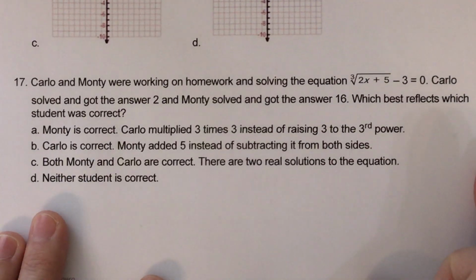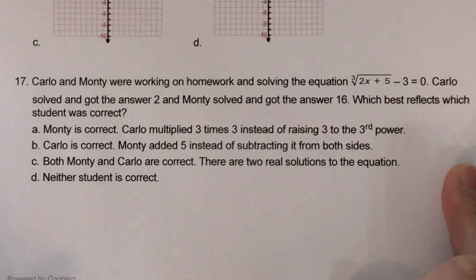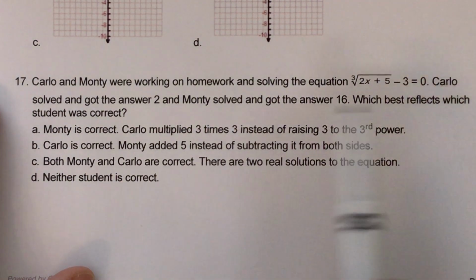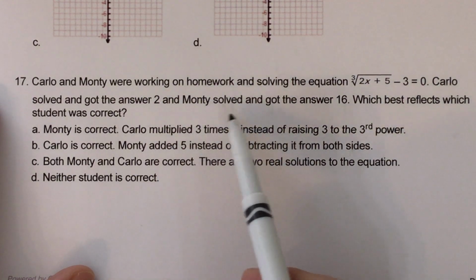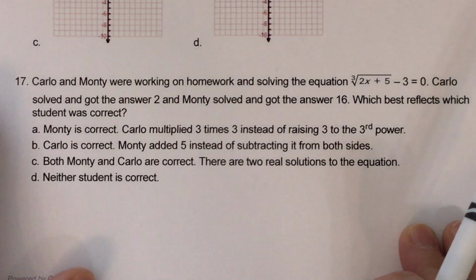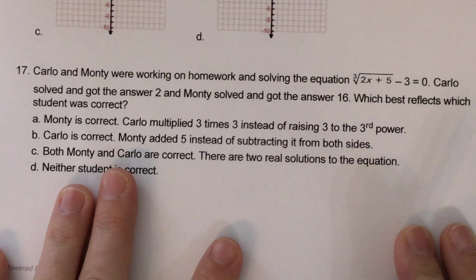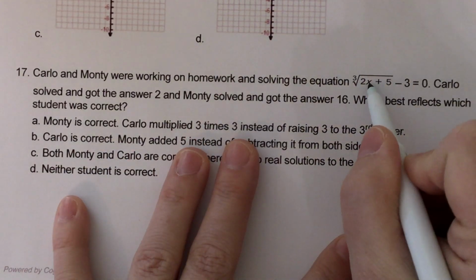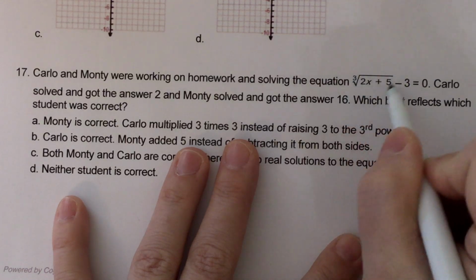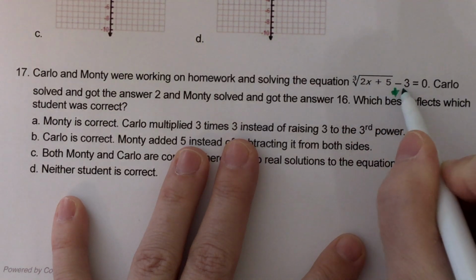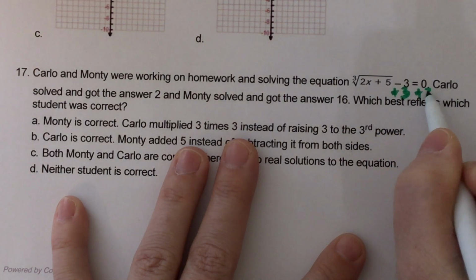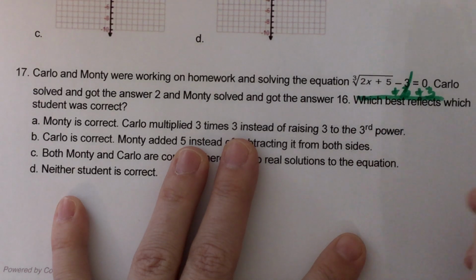Okay, number 17. Carlo and Monty were working on homework and solving this equation. Carlo solved and got the answer 2, and Monty solved and got the answer 16. Okay, well, let's see who's right. Okay, so they're just solving this equation. So we're trying to get x by itself. So eventually we'll get rid of the cube root, but first we have to get rid of subtraction of 3. So we're going to add 3 to both sides.